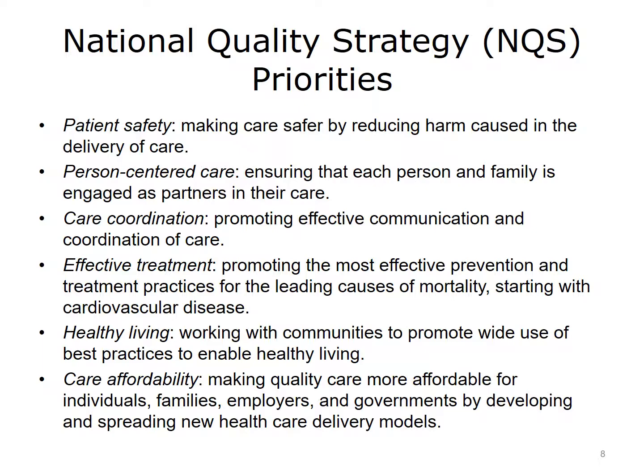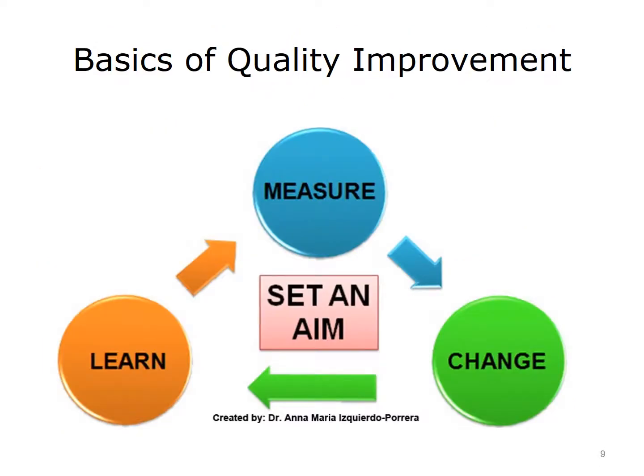Healthy living: working with communities to promote wide use of best practices to enable healthy living. Care affordability: making quality care more affordable for individuals, families, employers, and governments by developing and spreading new healthcare delivery models. There are a number of methodologies used to improve the quality of the system: Model for Improvement, Lean Thinking, Six Sigma, Theory of Constraints, Customer-Inspired Quality, and many others. The detailed review of these multiple methodologies is beyond the scope of this lecture. However, at the core of all these methodologies, there are the same basic principles that we will now review.